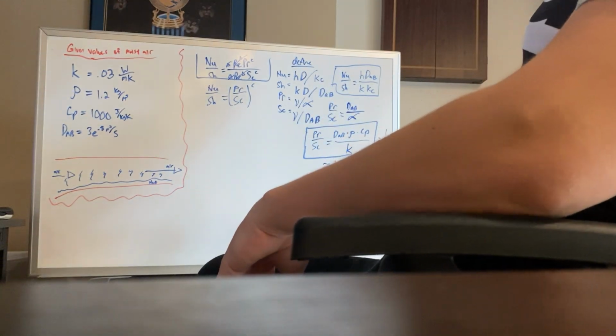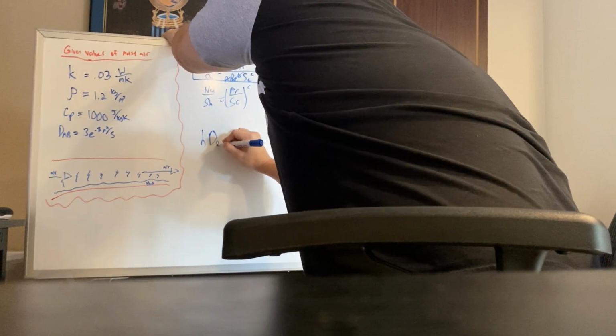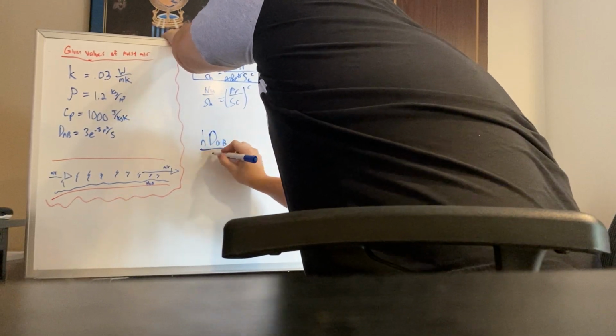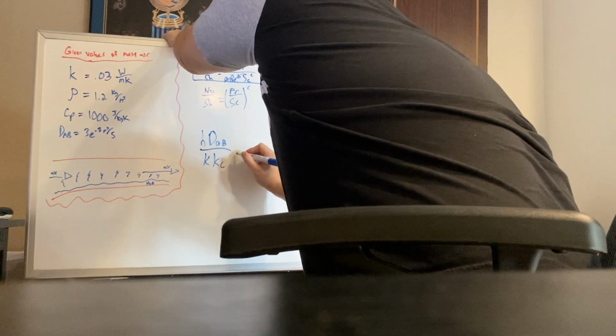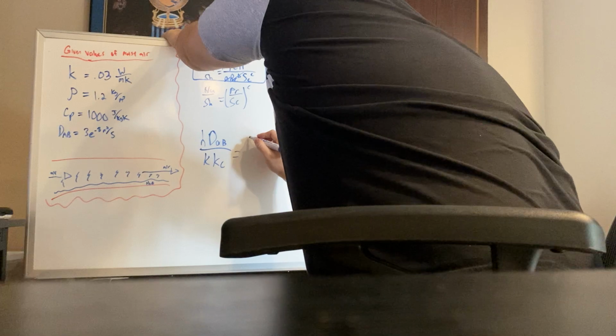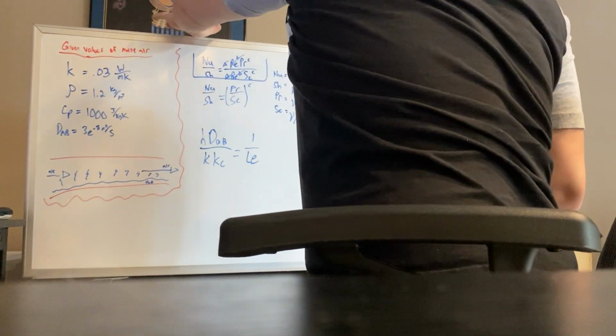Just 1 second. I want to make sure this is right. I'm pretty sure. Yeah, it has to be right now. Okay, so we want to rewrite it in these terms, where we have h D_AB over the Sherwood, which is k k_c, equal to 1 over the Lewis number. And so we'll have this.